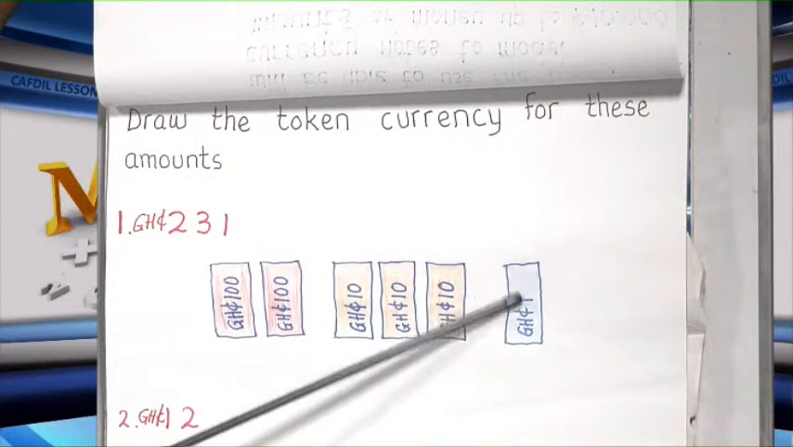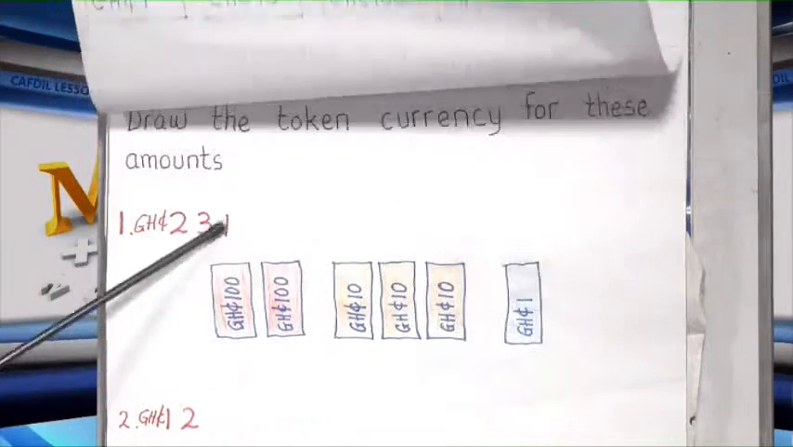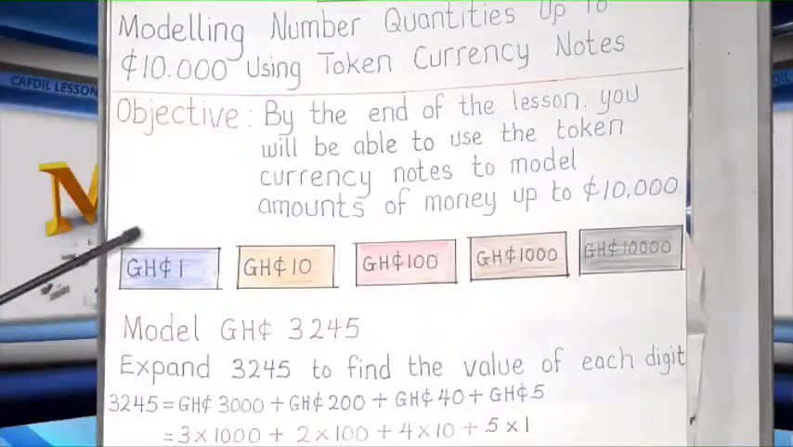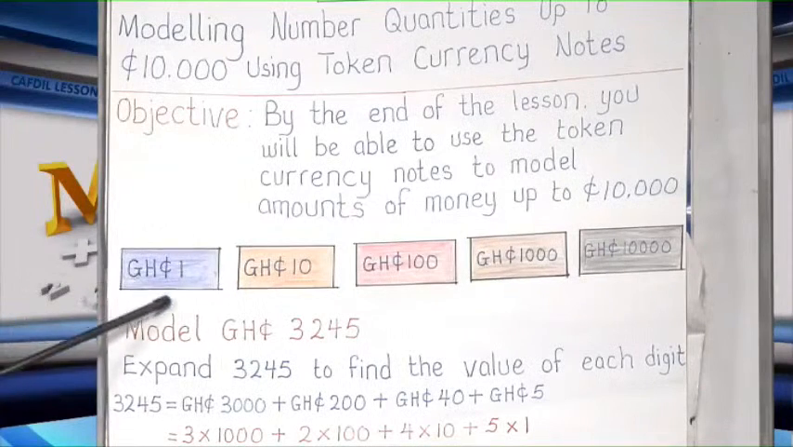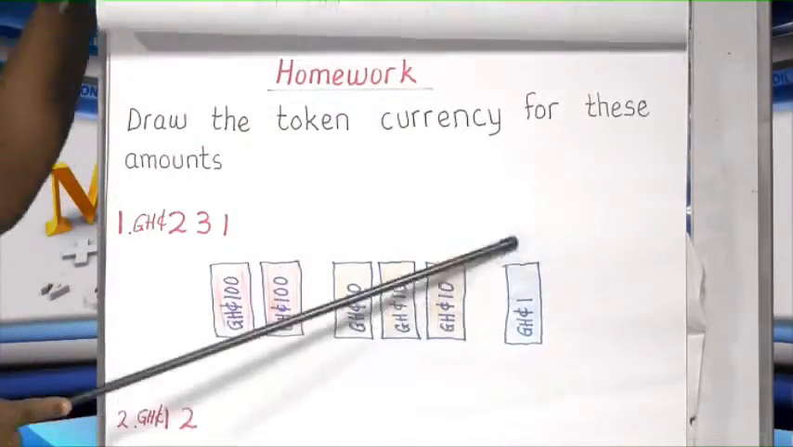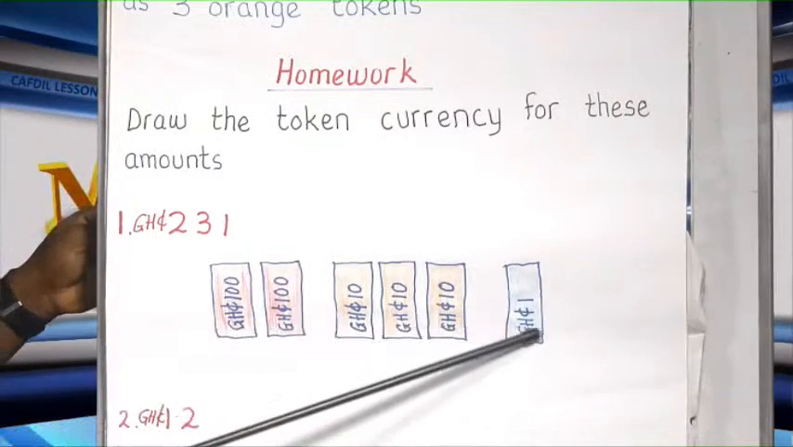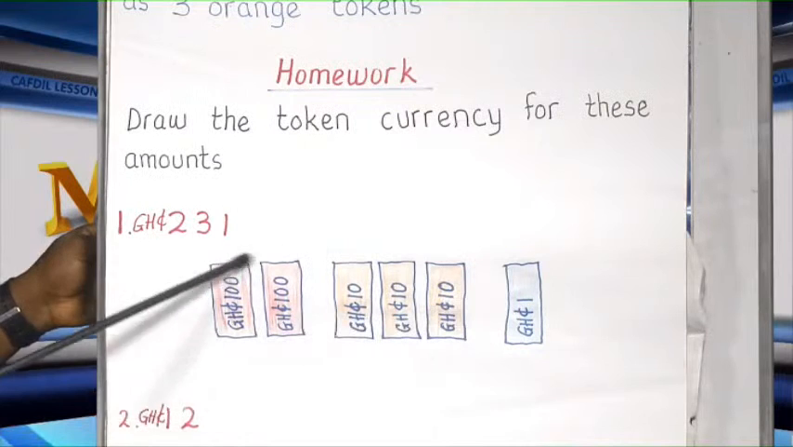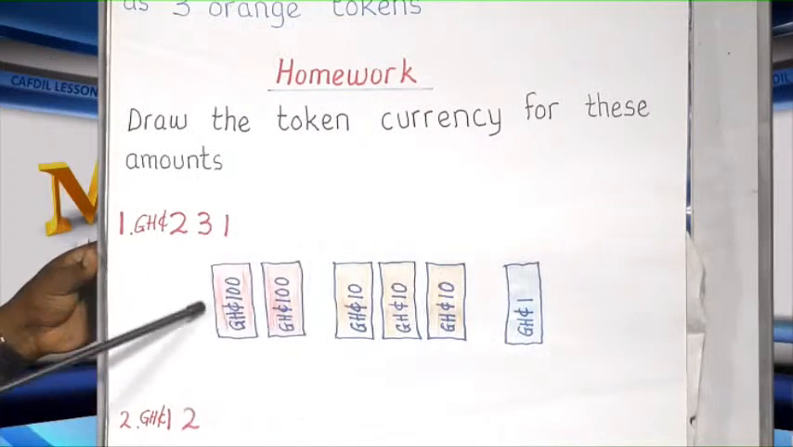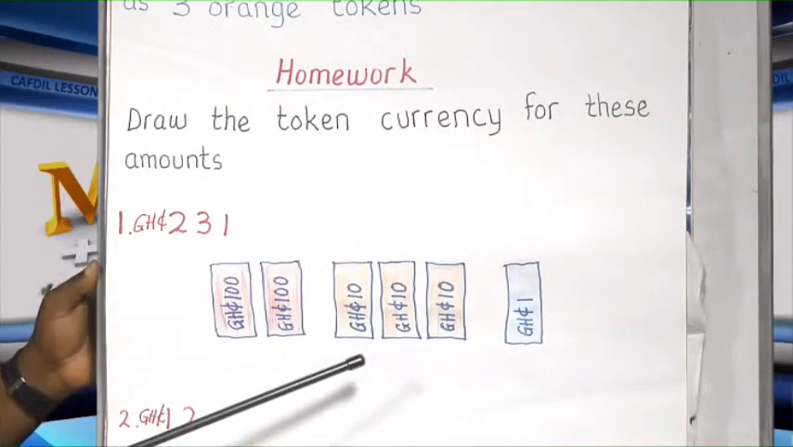Then when you come here, I have what? 1. This is 1 cedi. So 1 cedi too, we have it here with the blue. So when I come, I have to pick 1 Ghana cedi. So in picking these currency notes, then I'll get 231 Ghana cedis. If I want to get 231 Ghana cedi, then I have to pick these currency notes.